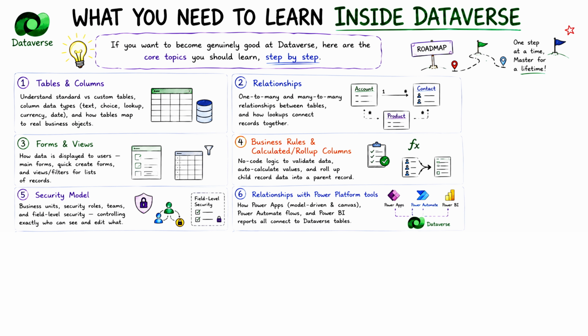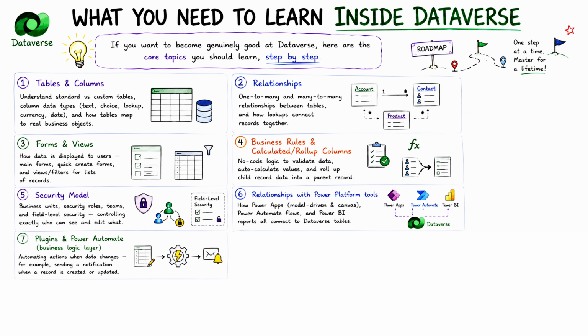Six, relationship with Power Platform tools. How Power Apps, Power Automate flows, and Power BI reports all connect to Dataverse tables. Seven, plugins and Power Automate. Automating actions when data changes, for example, sending a notification when a record is created or updated.